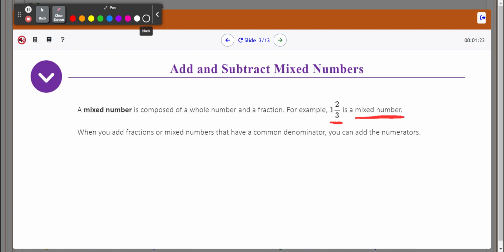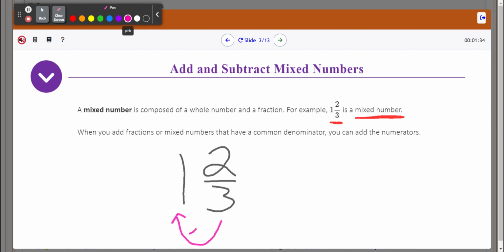Let's say we have the number 1 and 2/3. It's just 3 simple steps. Ready? Step 1, multiply your denominator by your whole number. You take that bottom number, 3, and multiply it by 1. That gives us the number 3. That's step number 1: multiply the denominator by the whole number.